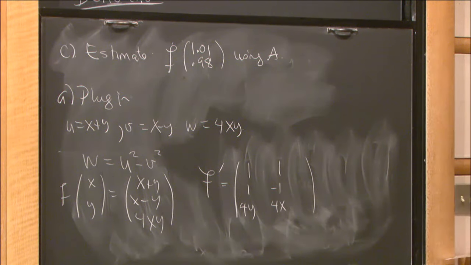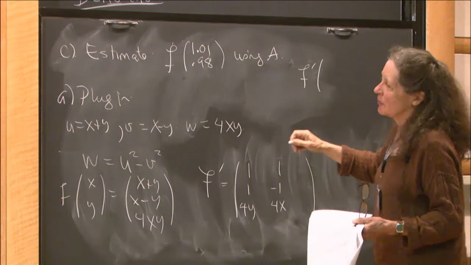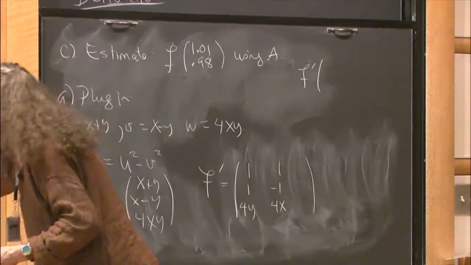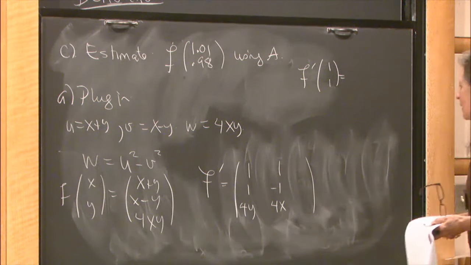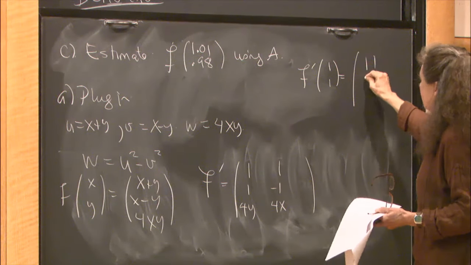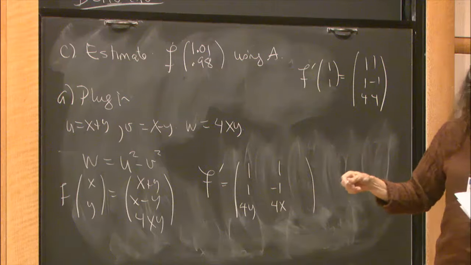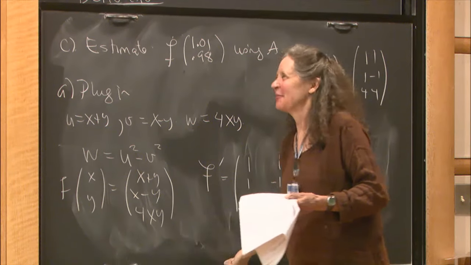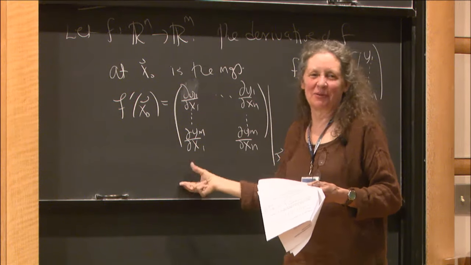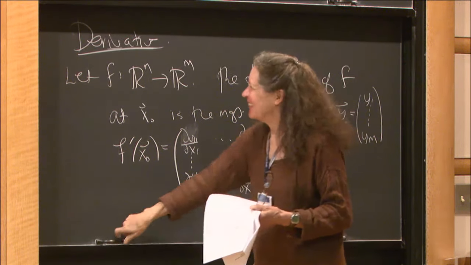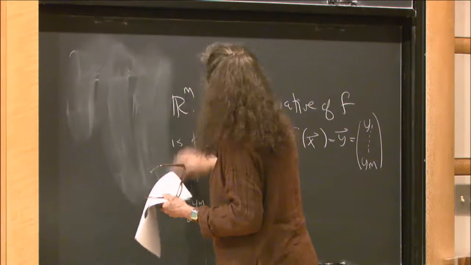So that's F prime. And then we evaluate that F prime at the point. Where's the point? We wanted the point 1, 1. F prime of 1, 1 is 1, 1, 4 and 1, minus 1, 4. Don't let me mess up, by the way, okay? Keep an eye on me. I'll pretend that I messed up on purpose so that you make sure you're paying attention.